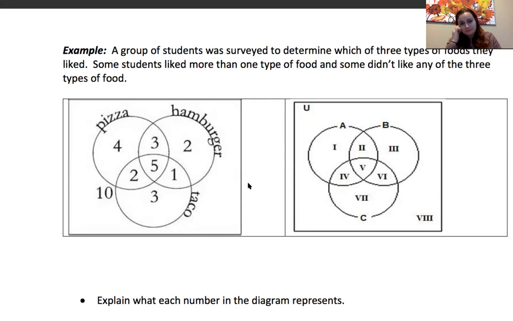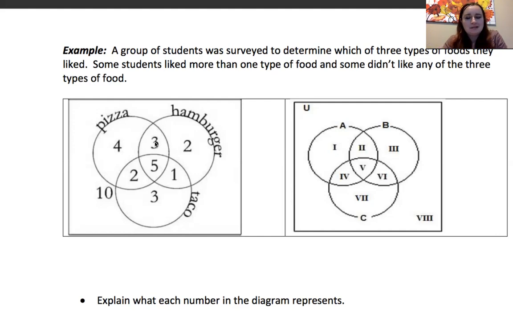All right. Now, what gets more confusing is if I ask, how many people liked pizza and hamburger? Okay, well, looking through that, pizza and hamburger, their intersection is here at the 3, in our region 2, we talked about that. 3 people like pizza and hamburger.